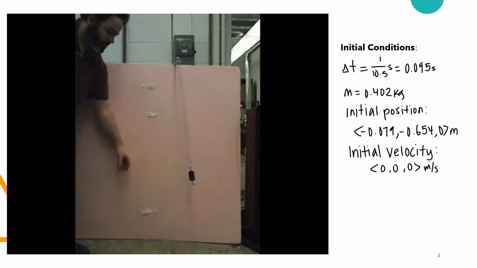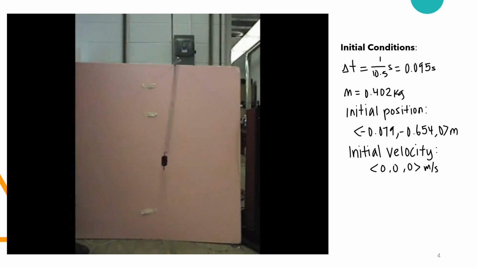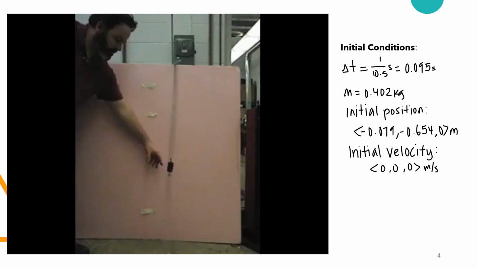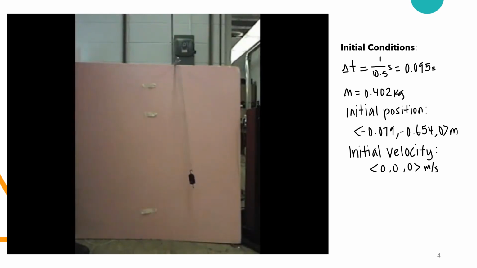Here is a video of our observed mass, the system being the spring, mass, and the earth, and there being no surroundings. This allows us to set the work done by surroundings to equal 0 and no heat exchange. For our initial conditions, based on the length of our video, we find delta t to be 0.095 seconds. The mass weighs 0.402 kilograms.